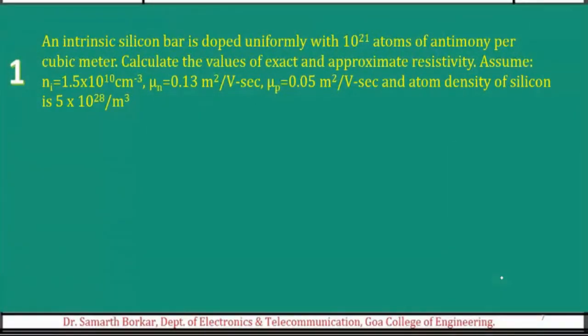An intrinsic silicon bar is doped uniformly with 10 to the power 21 atoms of antimony per cubic meter. Calculate the values of exact and approximate resistivity. Assume some values that are mentioned: the intrinsic concentration, the mobility of electron, the mobility of hole, and so on. Fine. So let me start here. Solution, given data.